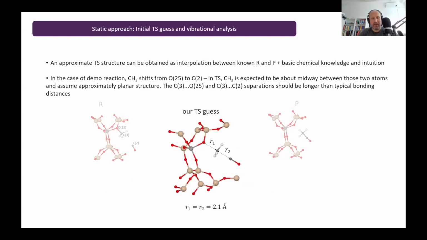So based on these ideas, I constructed this structure. This is my transition state guess. And the distances R1 and R2, I just deliberately set them equal to 2.1 angstrom.